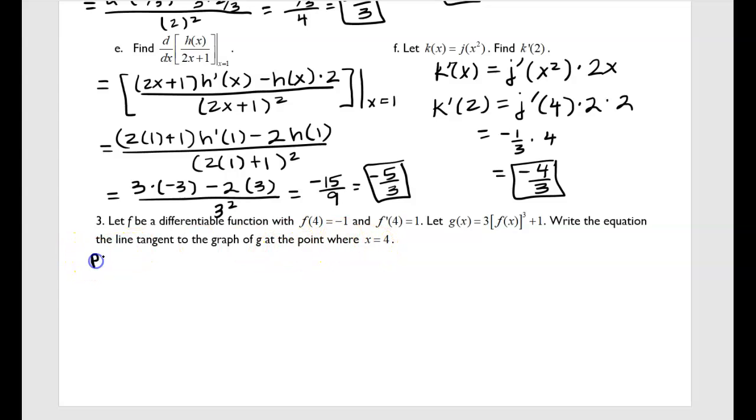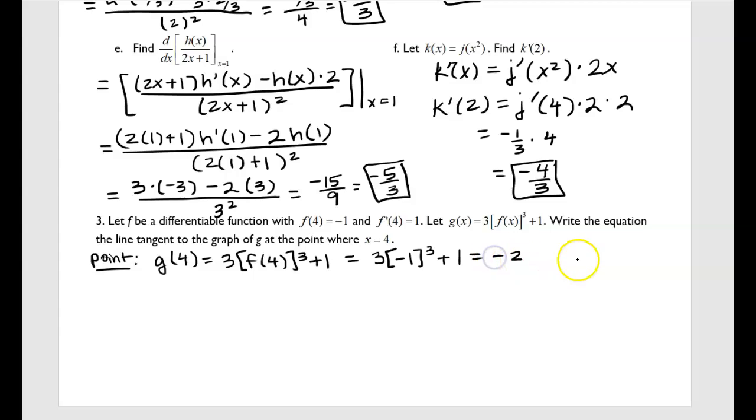So just like always, we need a point and we need a slope. So let's find the point first. So g of 4 means that I have 3 times f of 4 cubed plus 1. So f of 4 was given to me, that was negative 1. Make sure you're looking at the right one, f of 4. So 3 times negative 1 cubed plus 1, that's negative 3 plus 1, which is negative 2. So we have the point 4, negative 2.